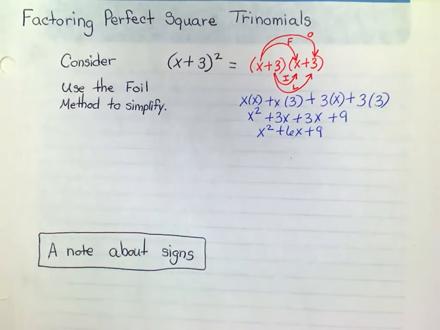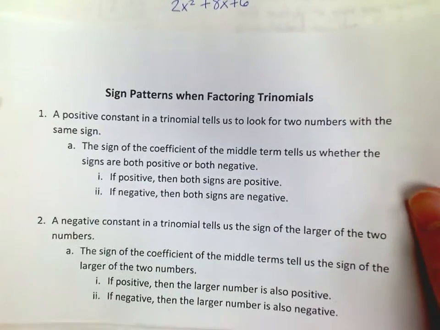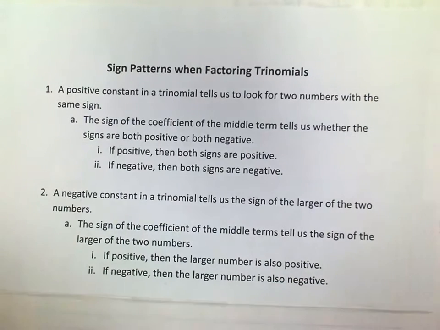Okay, we're going to look at some examples, but first let's just have a refresher on sign patterns when factoring trinomials. 1. A positive constant in a trinomial tells us to look for two numbers with the same sign. The sign of the coefficient of the middle term tells us whether the signs are both positive or both negative. If positive, then both signs are positive. If negative, then both signs are negative.